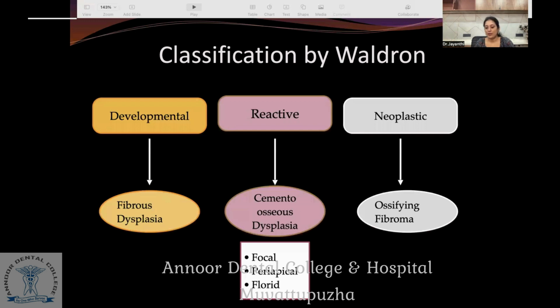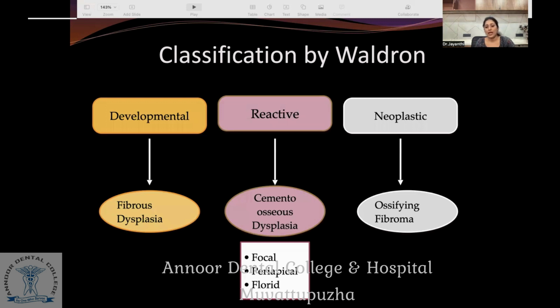Only these three features you have to correlate together and then come to a diagnosis, whether it is fibrous dysplasia or cementosseous dysplasia or ossifying fibroma. So you need all the three. You cannot tell which is more important. You cannot tell only with clinical and radiograph. You need clinical, radiographic features as well as histological features to come to the diagnosis.